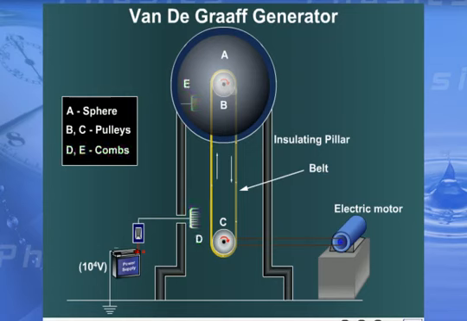D and E are the two fixed combs. D is connected to a battery of 10 power 4 volts. The other end of the battery is connected to the ground. The pulley is continuously rotated by means of an electric motor. The upper comb E is connected to the inner side of the hollow sphere A.